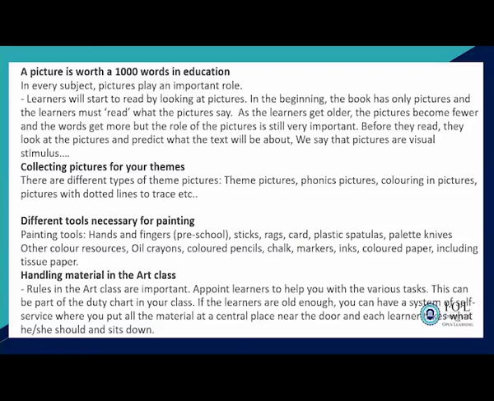Learners will start to read by looking at pictures. In the beginning, the books have only pictures, and the learners must read what the pictures say. In primary schools it's more pictures, but learners must read what those pictures mean. As learners get older, the pictures become fewer and the words more, but the role of pictures is still very important. Before they read, they look at pictures and predict what the text will be about. We say pictures are visual stimulants that stimulate learning. And then we have different pictures there.